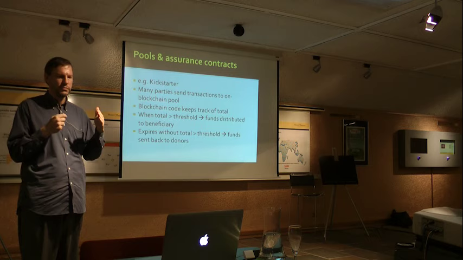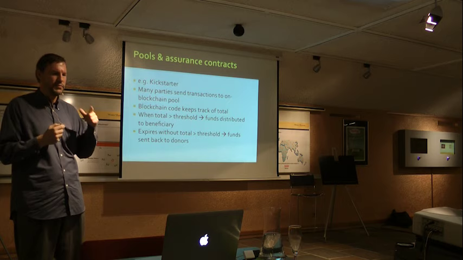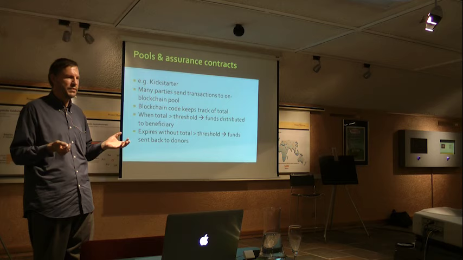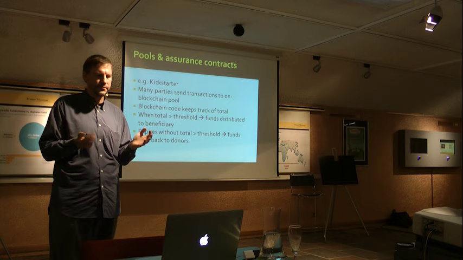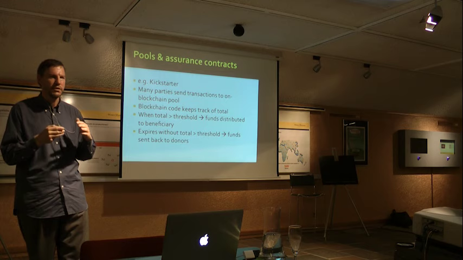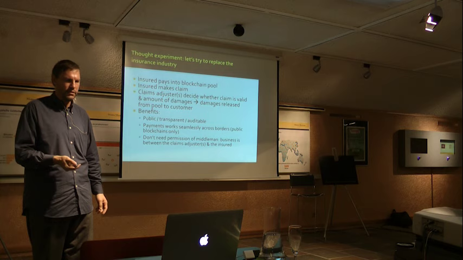The blockchain code keeps track of the total. When the total exceeds a threshold, the funds are distributed to a beneficiary. If the contract expires without that threshold being reached, the funds are returned to the donors. This is a basic structure called an assurance contract that's really, really simple to implement, just a few lines of code.